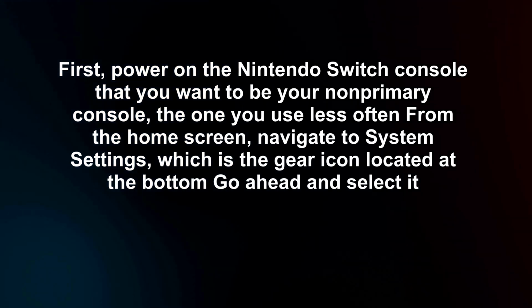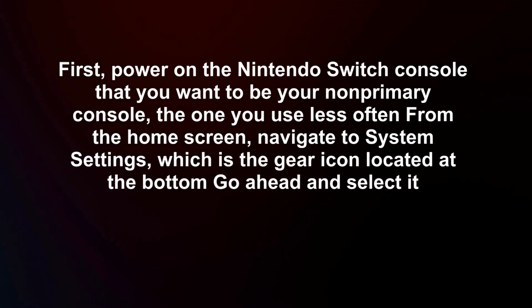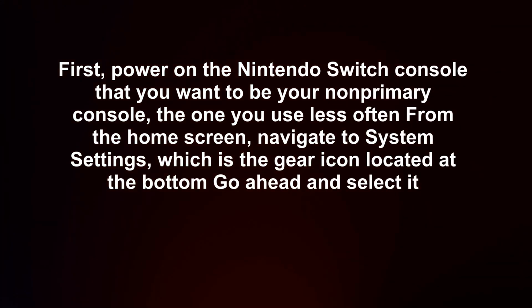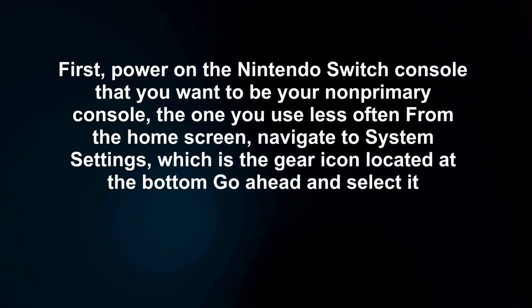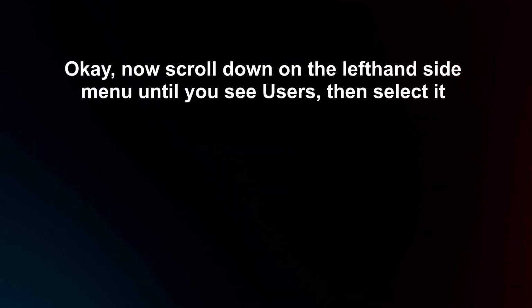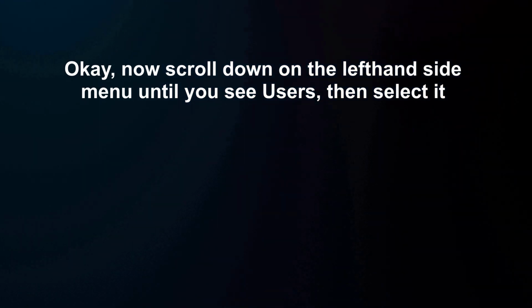First, power on the Nintendo Switch console that you want to be your non-primary console, the one you use less often. From the home screen, navigate to System Settings, which is the gear icon located at the bottom. Go ahead and select it. OK, now scroll down on the left-hand side menu until you see Users, then select it.